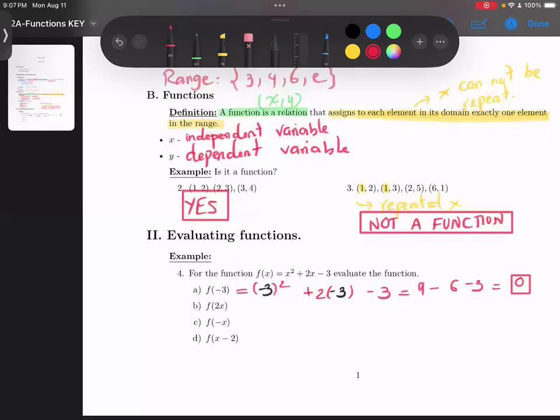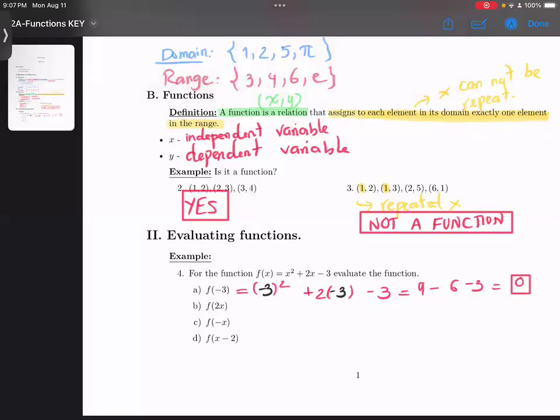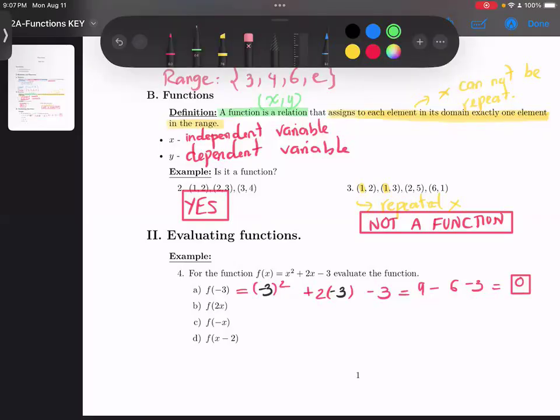I want to point out something here. Don't write this down. A lot of people do this when they don't use the parentheses I just mentioned. They do -3 squared plus 2 times -3 minus 3, and then -3 squared without the parentheses, that's -9. So you see how your answer can be very different. That's what I meant by using the parentheses.